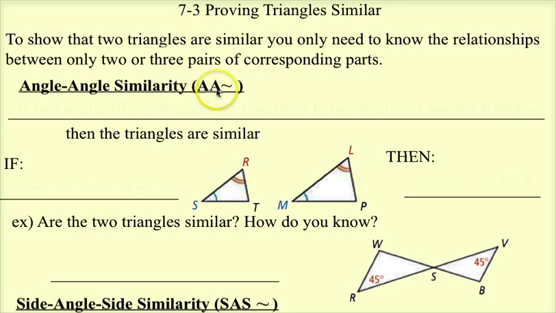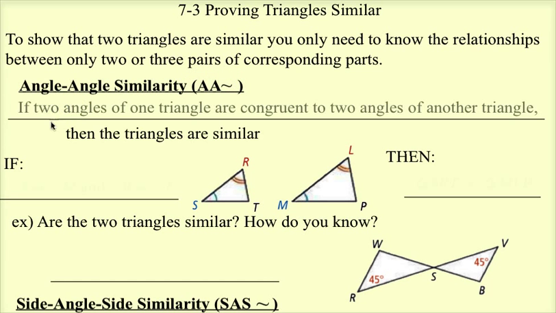So I use two A's for angle-angle similarity. And it says that if two angles of one triangle are congruent to two angles of another triangle, then the triangles are similar. So if I have two angles of one triangle, I have triangle SRT right here, and angle S is congruent to angle M, and angle R is congruent to angle L. So if two angles of one triangle are congruent to two angles of another triangle, then the triangles are similar.